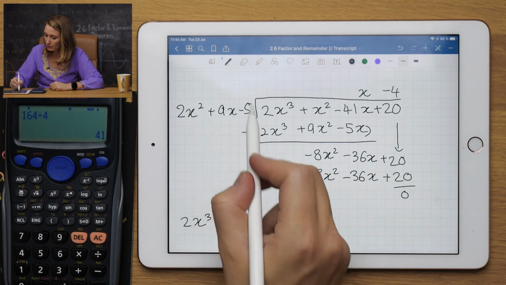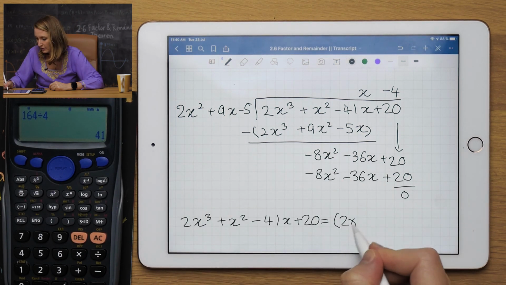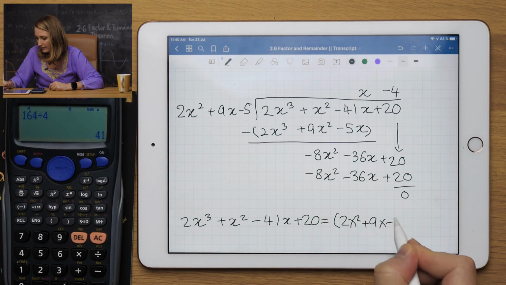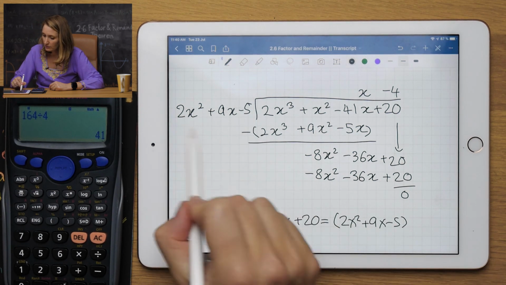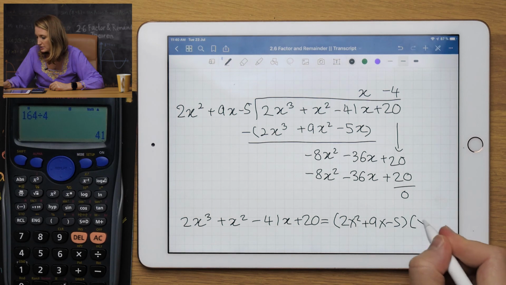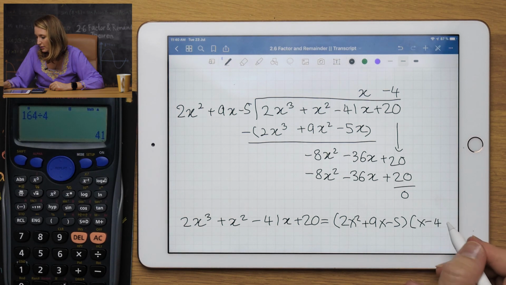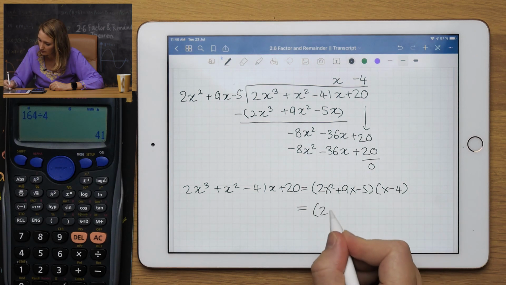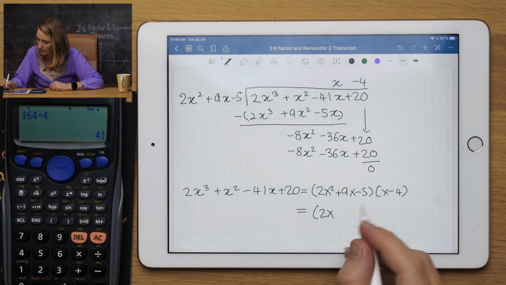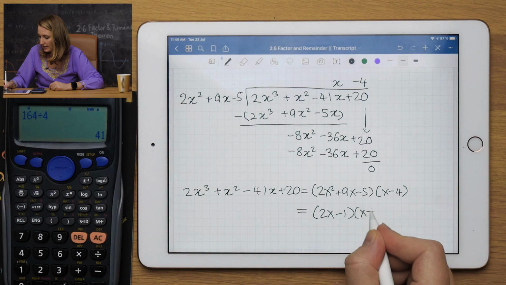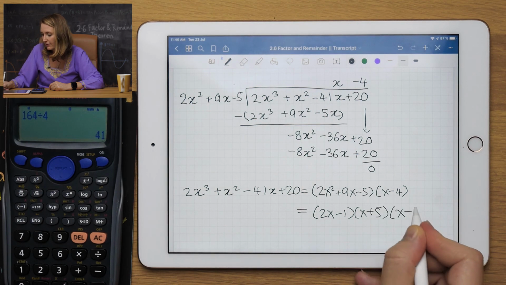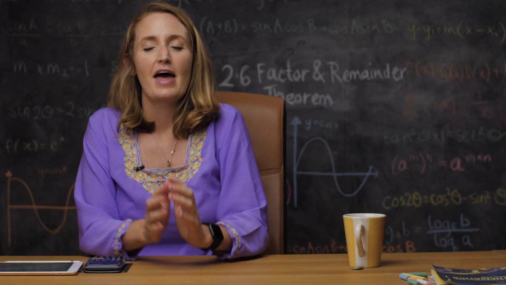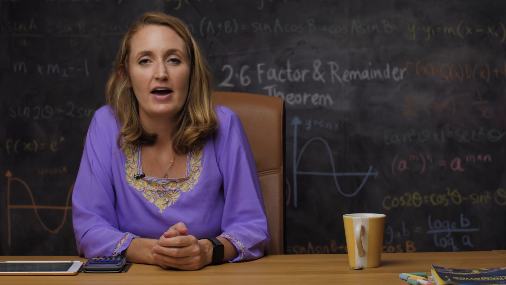was equal to this times this, 2x squared plus 9x minus 5, the divisor times the quotient. And we already know from previously that this was, what was it? It was 2x minus 1 times x plus 5. So that's fully factorized. That brings us to the end of factor theorem.